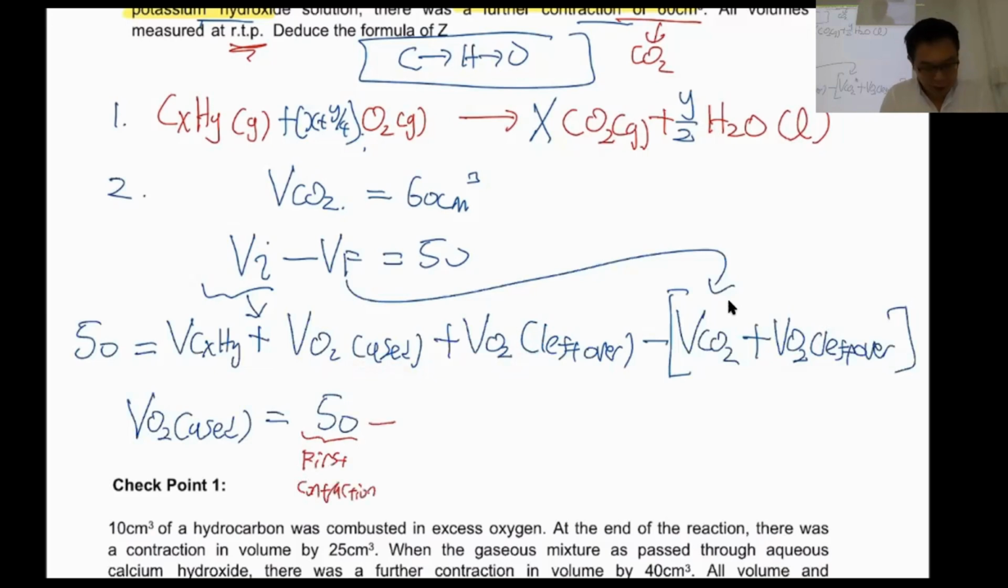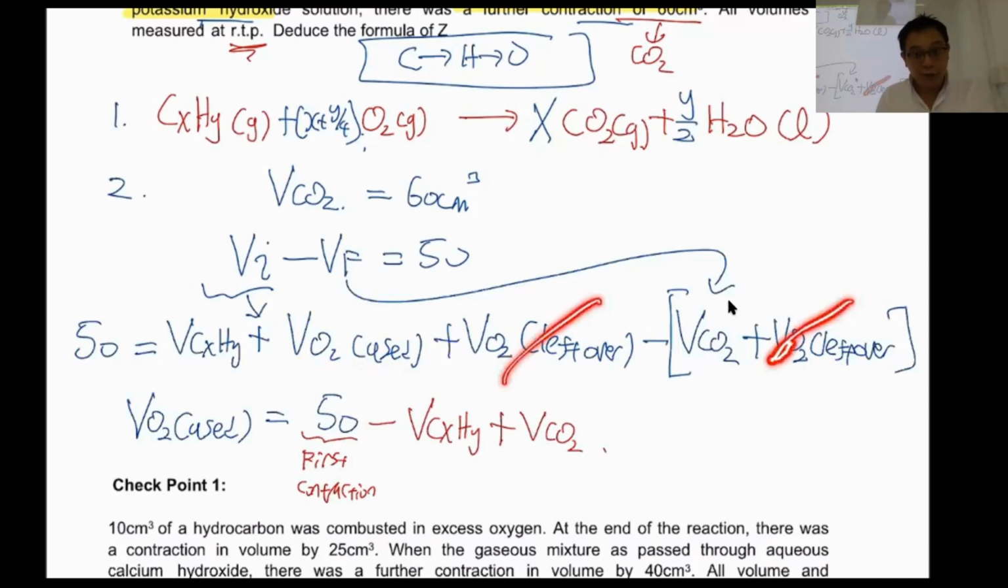Minus away the volume of your hydrocarbon plus the volume of your CO2, because I cancelled away these two. And if you check your formula on the first page, it's exactly the same. That's how you derive it. So there's not really a need to memorize, but you must know how to derive it.